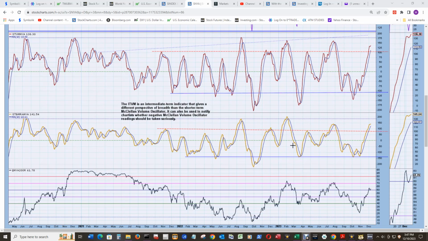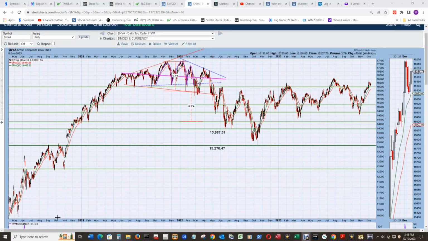Every time it turned around, it went back under this green zero line here and here and formed a complex pattern under zero. So that's not what we want to see. We want to see the complex pattern above zero. And here's that run from October 2020 all the way up through 2022.